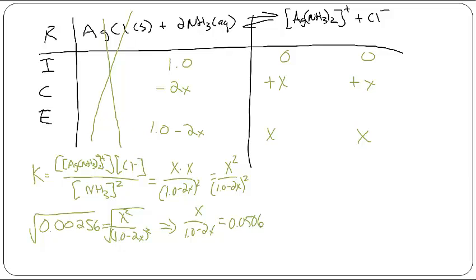So now it is no longer a quadratic. Still messy, but not a quadratic. So if you solve this out, you get x equals 0.046 molar. Now, compare that to what we saw initially with silver chloride, which was 1.26 times 10 to the minus fifth. So by adding ammonia, my silver chloride becomes a lot more soluble.